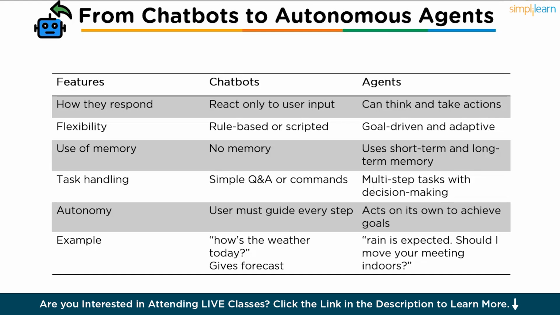For example, a chatbot might tell you the weather, while an agent might offer to reschedule your outdoor meeting due to the rain. This leap from static response to dynamic reasoning defines the shift from chatbots to truly intelligent agents. So here are a few differences in how chatbots respond versus how agents respond.